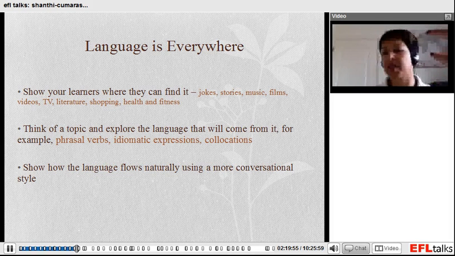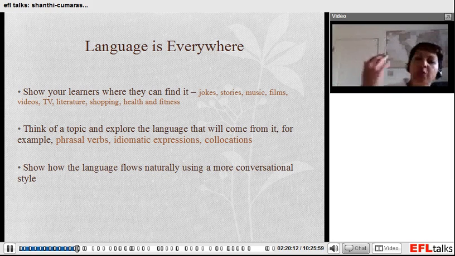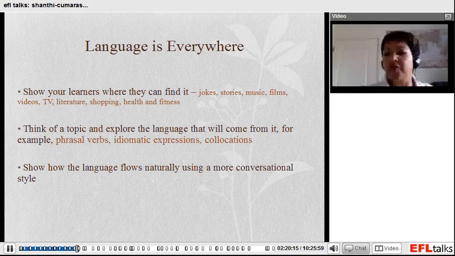Show your learners where they can find that language. It can be through jokes, through stories, through music. So find anything and then share it, so that they can see that. Think of a topic and explore that language, whether it's phrasal verbs, idiomatic expressions, collocations, and show how the language can flow by using a more conversational style with your learners.